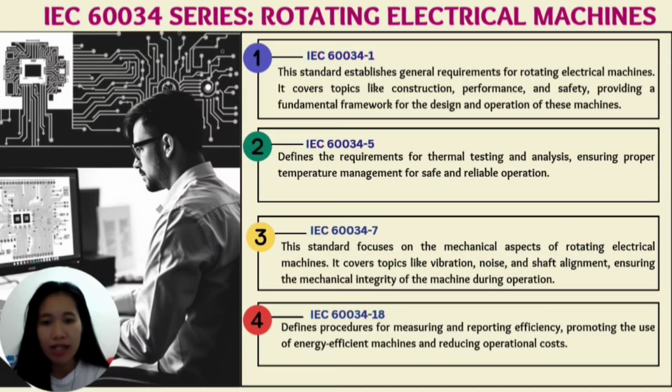Number three is IEC 60034-7. This standard focuses on the mechanical aspects of rotating electrical machines and covers topics like vibration, noise, and shaft alignment, ensuring the mechanical integrity of the machine during operation. And number four is IEC 60034-18. It defines the procedure for measuring and reporting efficiency, promoting the use of energy efficient machines and reducing operational costs.